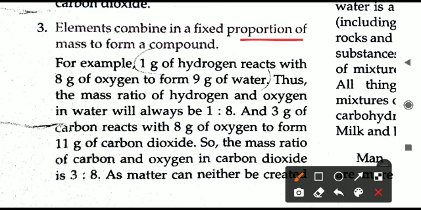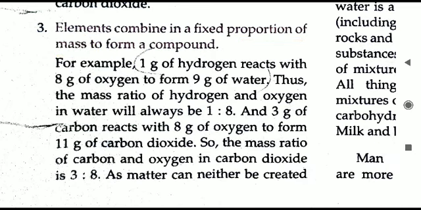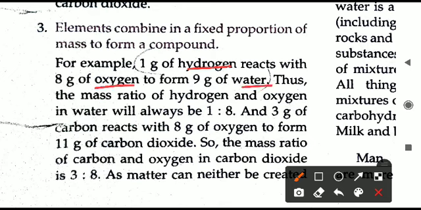The third property given here: we have seen the fixed proportion of the number of atoms. But there is one more proportion, that is by mass. The mass of the elements which are participating, that also we have to see. Like if we are using hydrogen and oxygen to produce water, but how many grams of hydrogen?